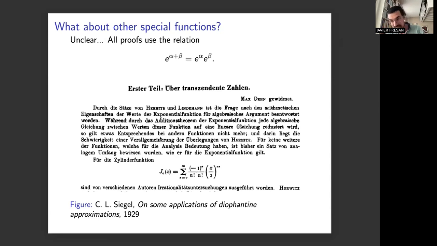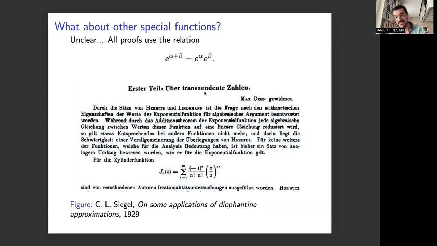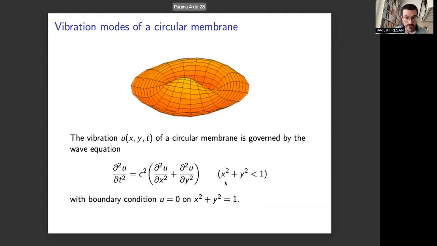At the beginning of the paper, he talks about this theorem by Hermite and Lindemann. He says that it uses this property of the exponential. And you can already see from the first page a formula for the Bessel function that is going to come back again soon. He's in particular interested in understanding the transcendence properties of the values of the Bessel function at algebraic numbers. One reason is that these numbers are very much related to some physics problems.